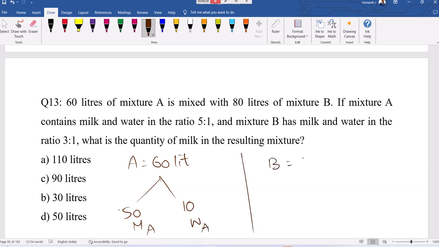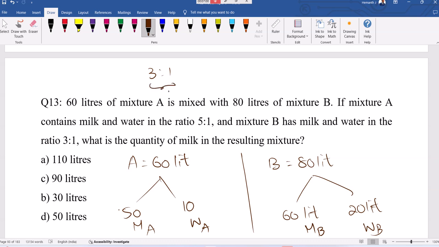B is 80 liters, 3:1. 3 plus 1 is 4. 4 mapped to 80 means we have to multiply by 20. 3 into 20, 60 liters milk in B. 1 into 20, 20 liters water in B. Guys, 60 and 20 is nothing but a 3:1 ratio. Now these two are added.